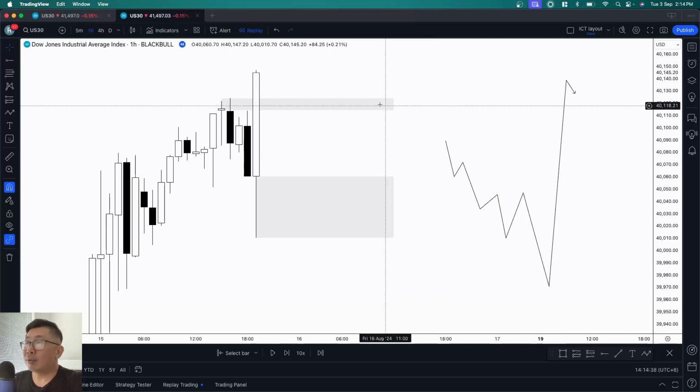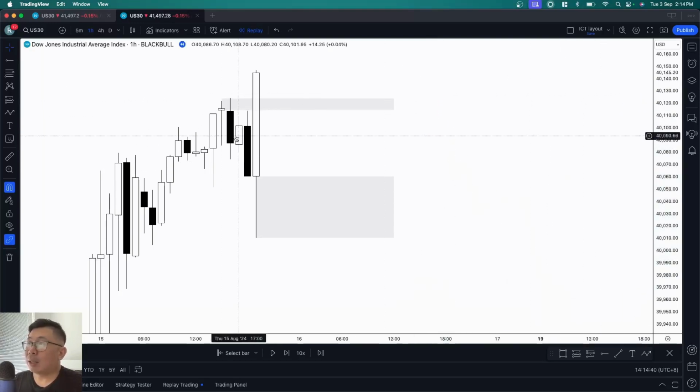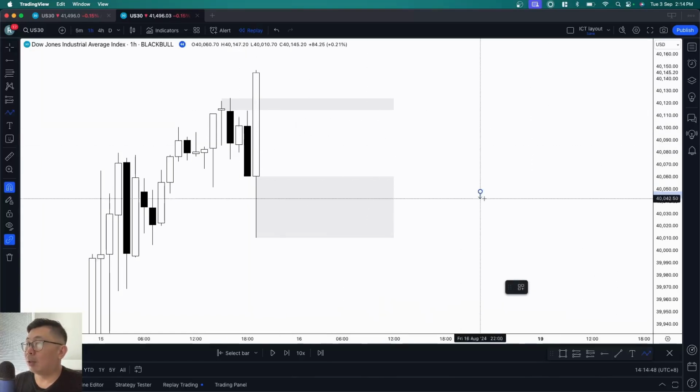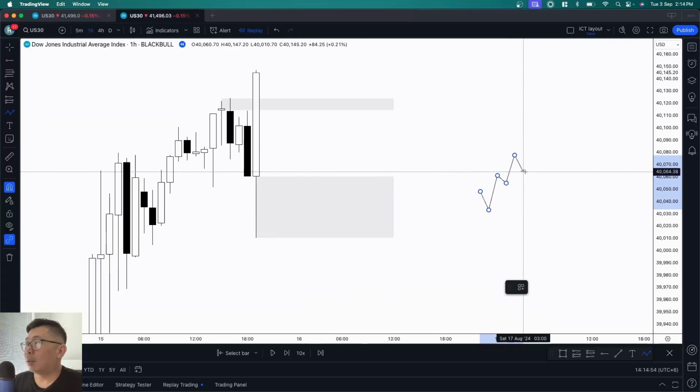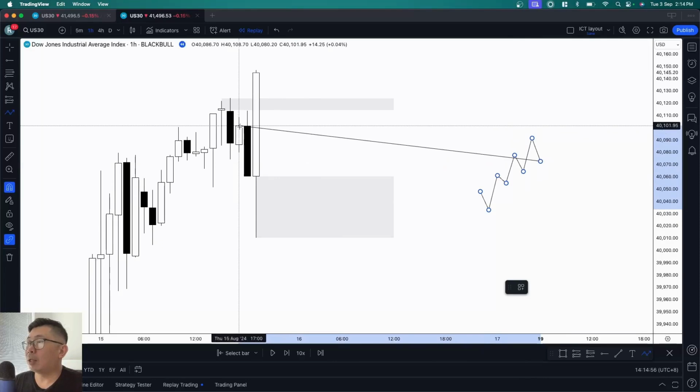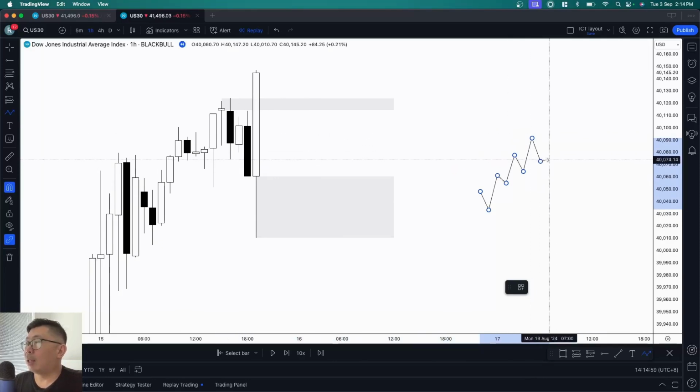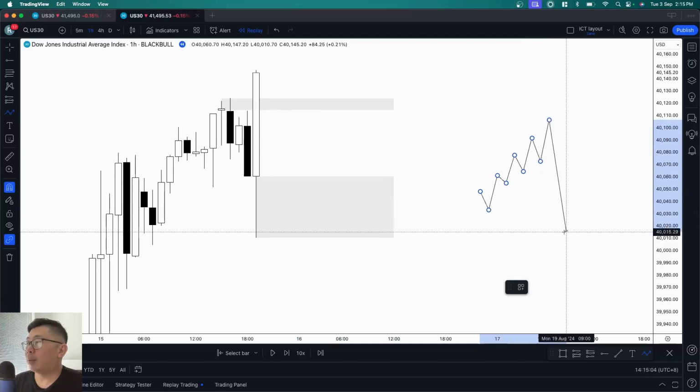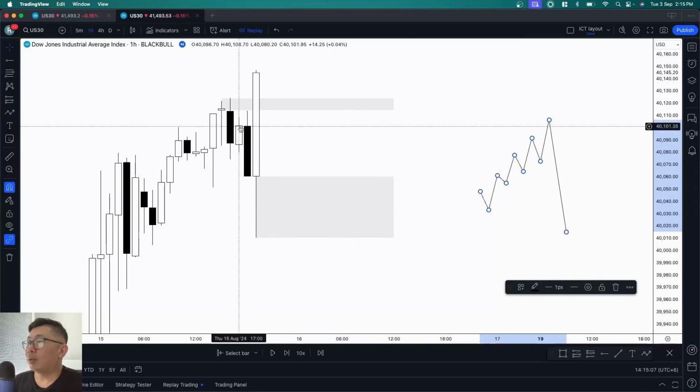Vice versa, if I see price printing a bullish candle like this one, price making a low, and then it stops here, goes higher and then snaps, this to me is resistance. Why? Because price stopped at that level. Price couldn't close above the bullish candle.